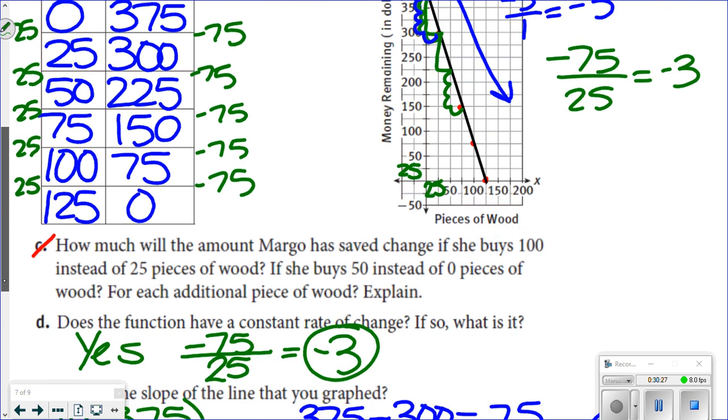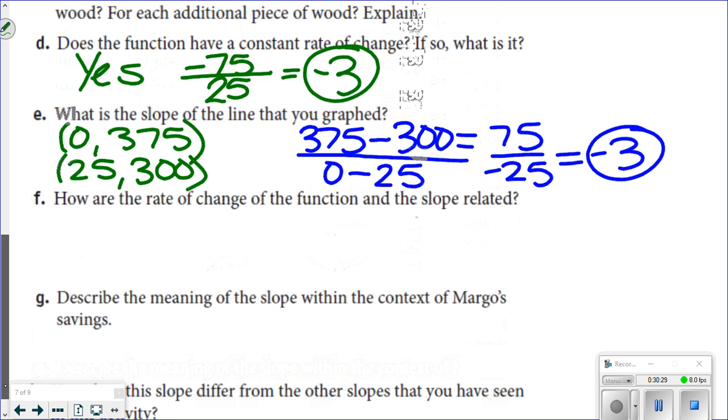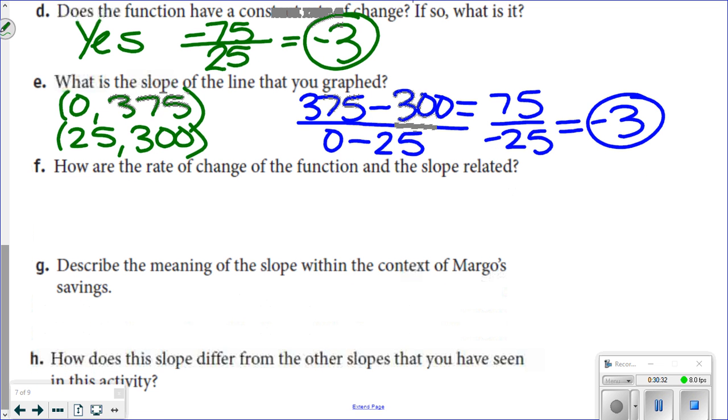So question F, how are the rate of change of the function and the slope related? Well, we got a -3 both times, so they are equal or they are the same.